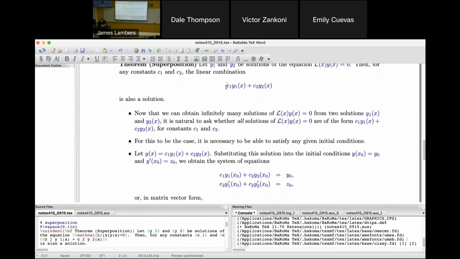So, if any function of this form is a solution, is it true that any solution is a function of this form? And that seems like a very difficult question to answer, but really to establish that all solutions are of this form, it's enough to show that any initial conditions possible can be satisfied using a solution of this form.